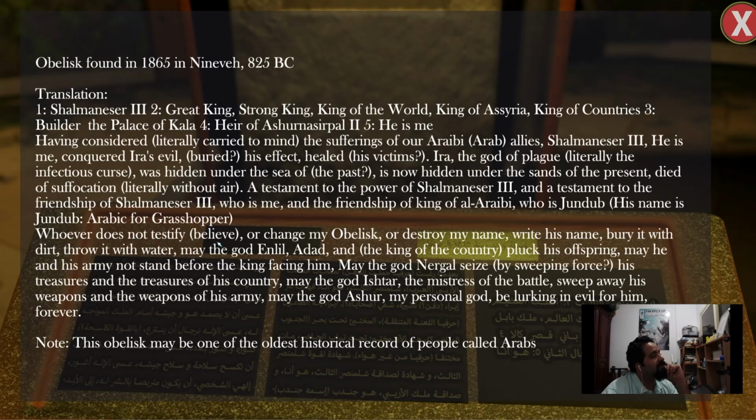Whoever does not testify, believe, or changes my obelisk, or destroys my name, writes his name, buries it with dirt, throws it into water, may the gods Enlil, Adad, and the king of the country pluck his offspring. May he and his army not stand before the king facing him. May the god Nergal seize by sweeping force, not by any force, it has to be sweeping, his treasures and the treasures of his country.